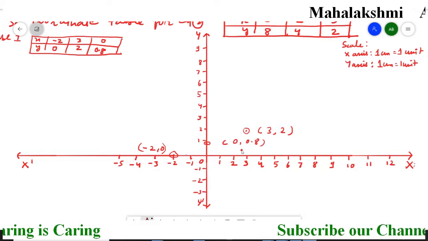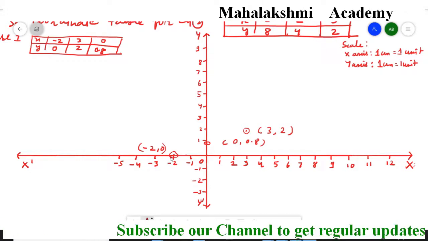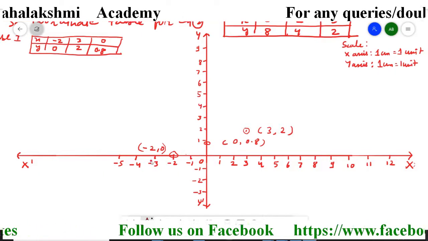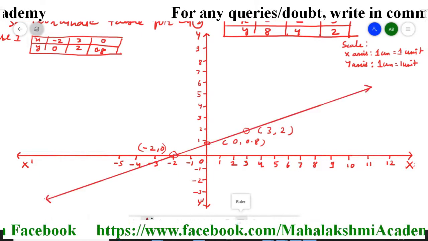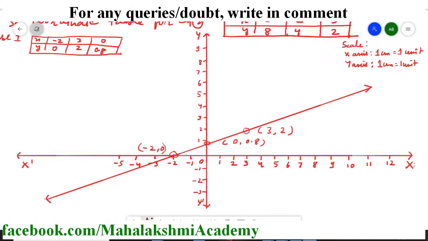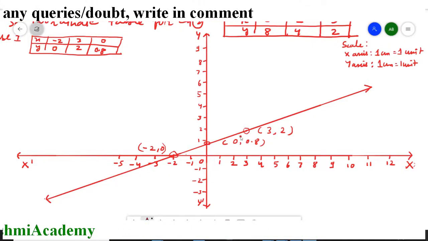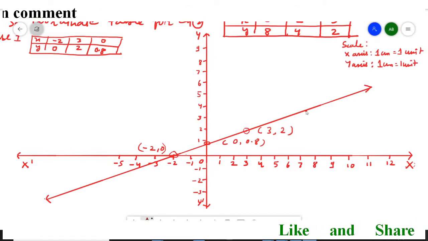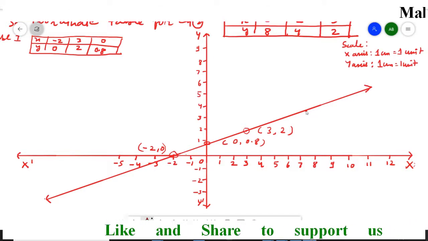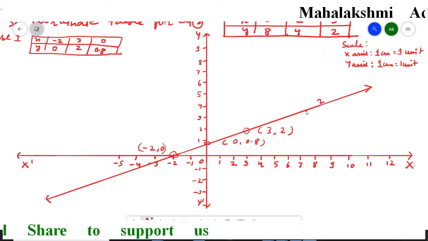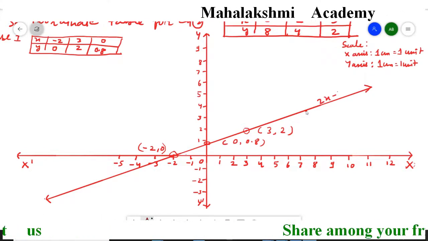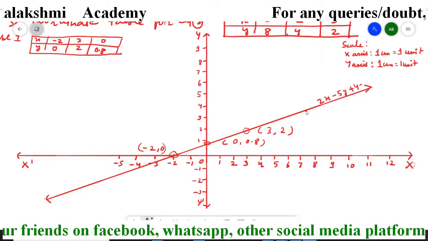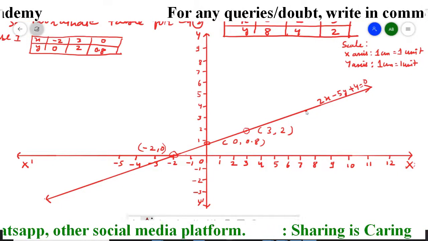Now these 3 points, with the help of scale we have to join it, and after joining it, it will appear like this. So we obtain that line. So this is our first equation. Now we'll write down this equation's name, anywhere wherever you get spaces. So this is 2x minus 5y plus 4 equal to 0. So first equation is completed.